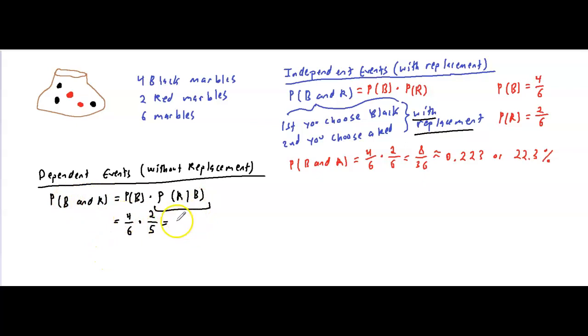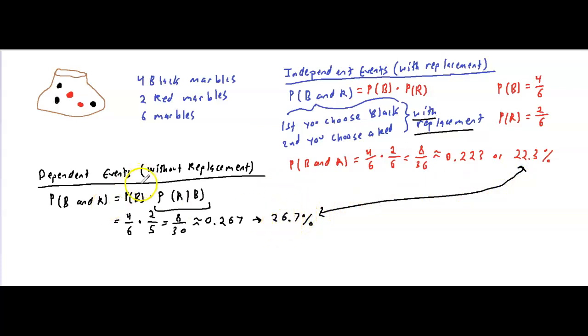Completing this problem, we multiply straight across. 6 times 5 is 30, and then you could reduce, or you could just throw it into your calculator and get that as a decimal, which gives us 0.26666 repeating, so I'll say 0.267, which is the same as 26.7%.